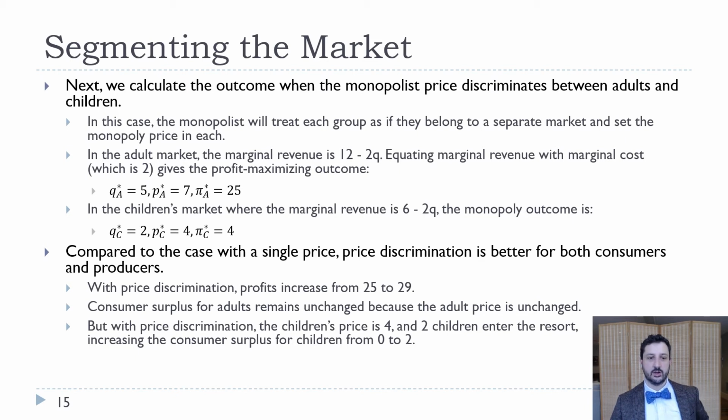And consumer surplus for adults remains unchanged, right? Because the amount that we charge to adults is unchanged. But now with price discrimination, we have 2 children entering the resort that weren't there before. And so actually consumer surplus for children has increased. So in this case, because of price discrimination, we've actually increased consumer surplus, right?